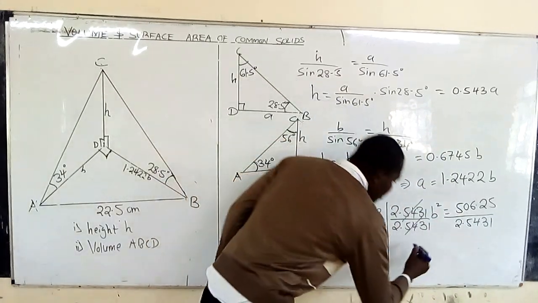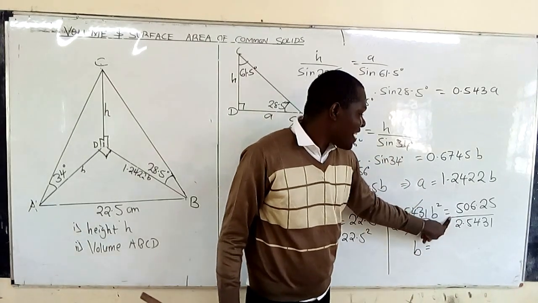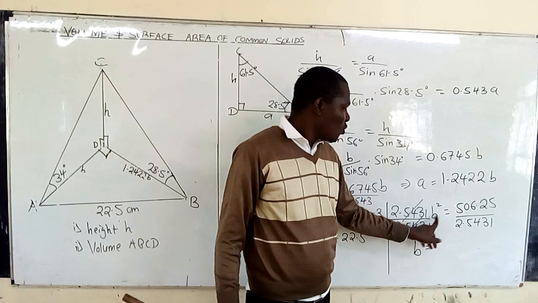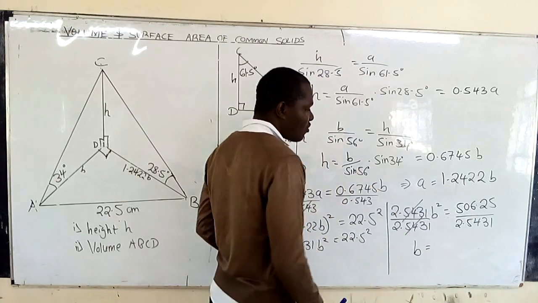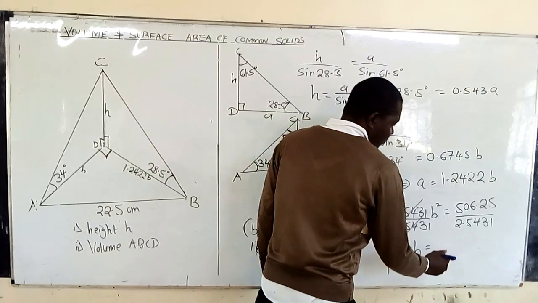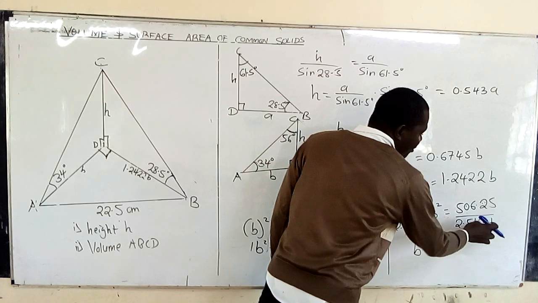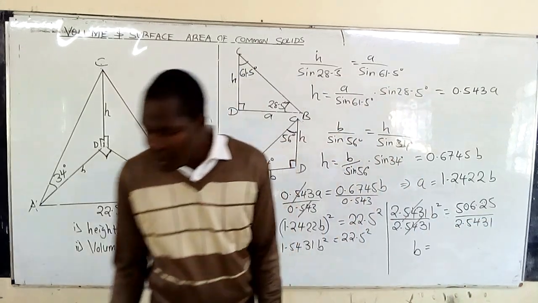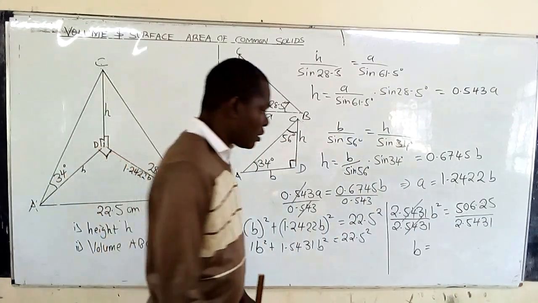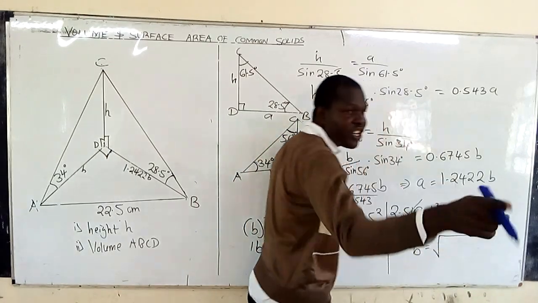What is B? For you to get B, you are looking for the square root of this answer. So can you look for the square root on both sides to get the value of B? 506.25 divided by 2.5431, you found 199. So B is the square root of this.